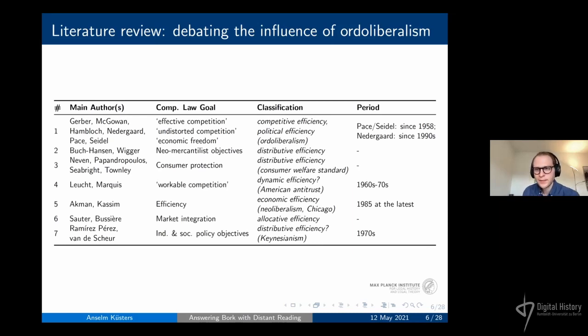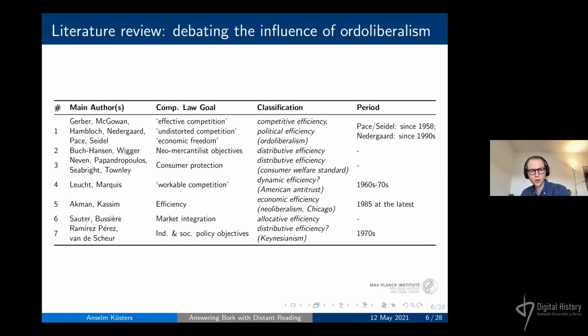As I said in the beginning, there is already some literature on that, but only qualitative literature. And these scholars have identified different kinds of goals. Probably the most important account comes from Gerber, who has postulated that there was a strong ordoliberal influence on competition law in Europe. And he has aligned that with an emphasis on effective competition. There are other people who have tried to neutralize this thesis by saying this is just the argument of a lawyer. If you look at the underlying politics, this is just a system of neo-mercantilist objectives. So the commission tries to just strengthen Europe by any means. And these legal considerations of effective competition, they are not so important.